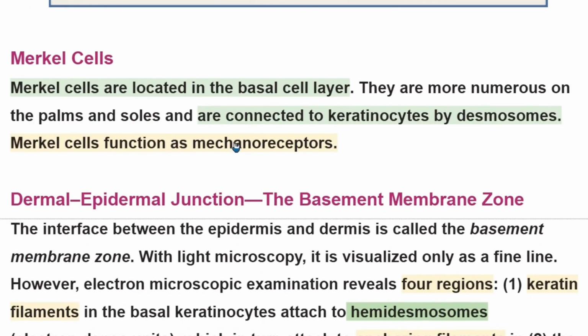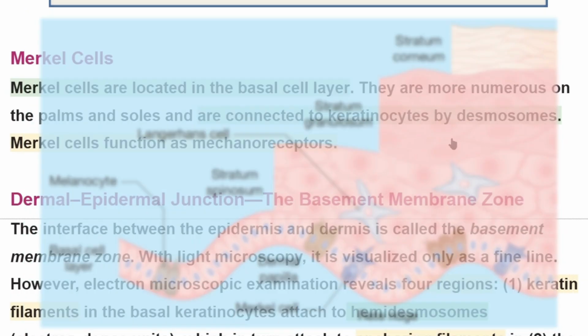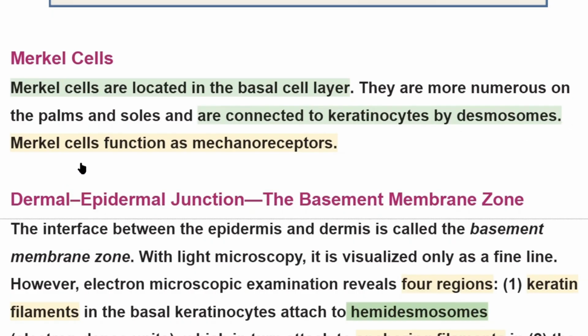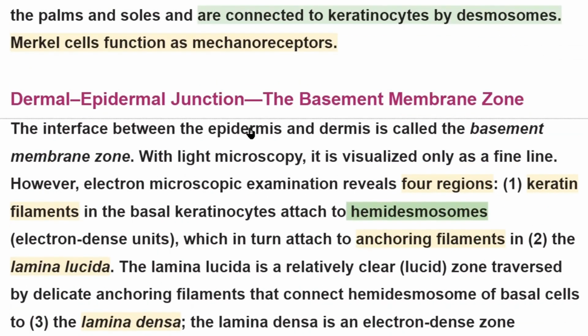Merkel cells. Merkel cells are located in the basal cell layer. They are more numerous on the palms and soles and are connected to keratinocytes by desmosomes. Merkel cells function as mechanoreceptors. And the dermal-epidermal junction, the basement membrane zone: the interface between the epidermis and dermis is called the basement membrane zone.